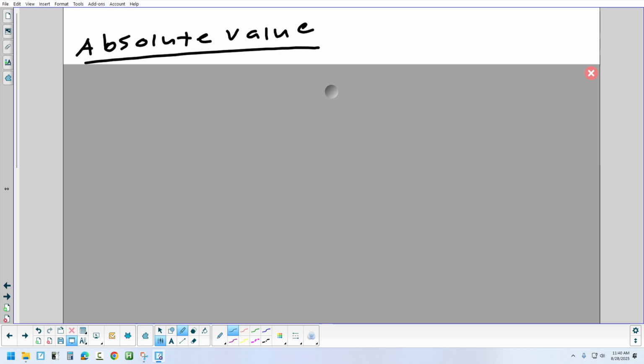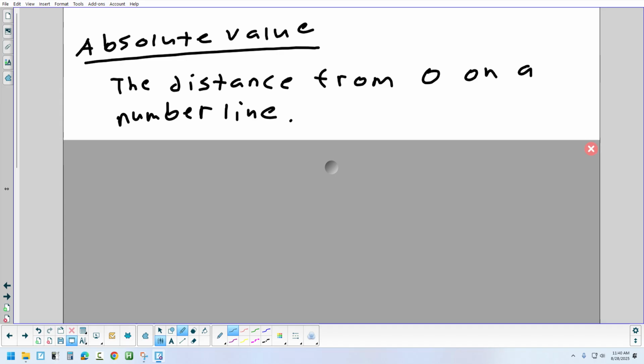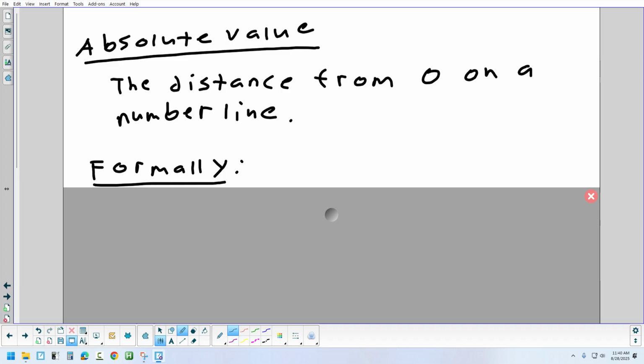Yep. Now, when you measure a distance, what kind of number would you never get when you're measuring distance? Never get a negative. Okay. Could get 0, but you'll never get a negative. Now, that's the way most people kind of think of it right away, distance from 0 on a number line. But there's really two cases.